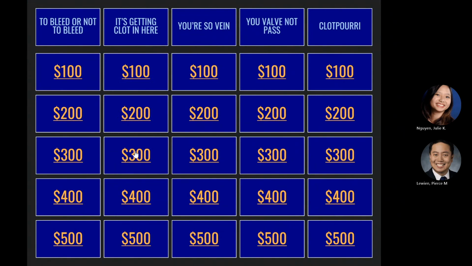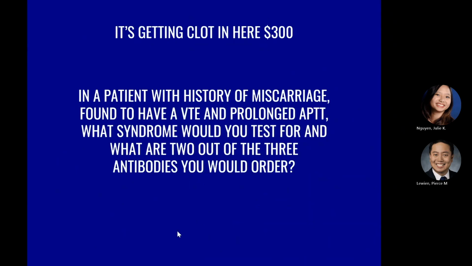Okay, 300. In a patient with a history of miscarriage found to have a VTE and prolonged aPTT, what syndrome would you test for, and what are two out of the three antibodies you would order? Do one of our med students want to take a jab at that? Okay. How about team 23? Antiphospholipid syndrome.